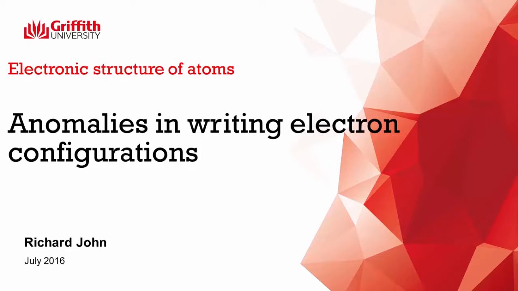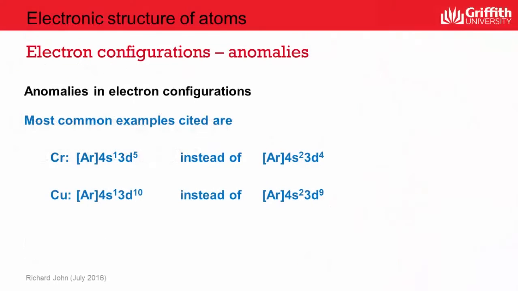In this video, we're going to see how following the Aufbau principle and Hund's rule can actually lead to incorrect electron configurations. In other words, we're going to be identifying anomalies in writing electron configurations. Now the most common examples cited are for chromium and copper.